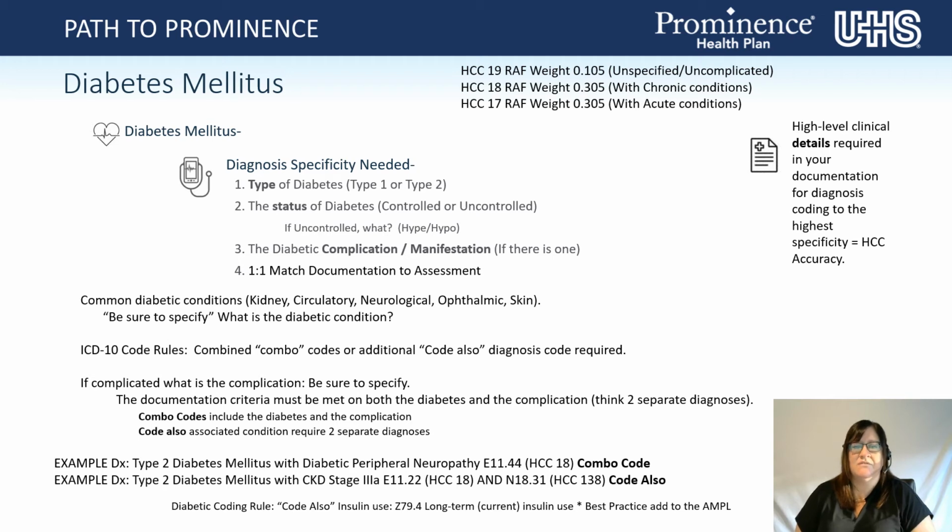The example goes as follows. Type 2 diabetes mellitus with diabetic peripheral neuropathy is a combo code. You would use E11.44 and get HCC 18. But type 2 diabetes mellitus with CKD stage 3 has a code also rule. So E11.22 would be a code for your diabetes with a kidney complication, and then you would need a code also rule to specify what the kidney complication is. In this case, it's CKD stage 3A. So the diagnosis code for that would be N18.31, which would bring an additional HCC 138.